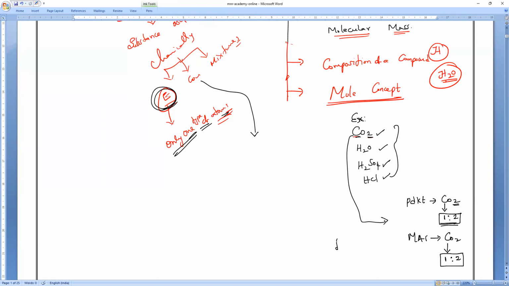Fixed proportion. Am I right or wrong? Everybody speak loudly, guys. All of you. That is what a compound is. So a compound has different atoms, more than one atom, but they have a fixed proportion. That is very, very important.